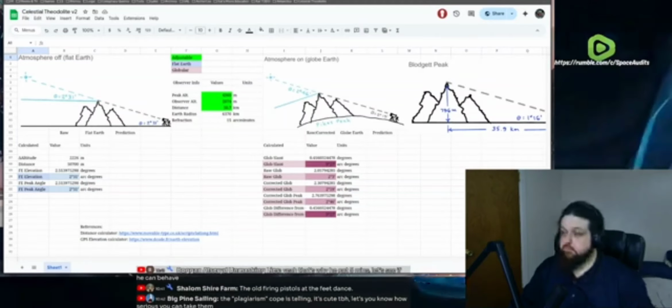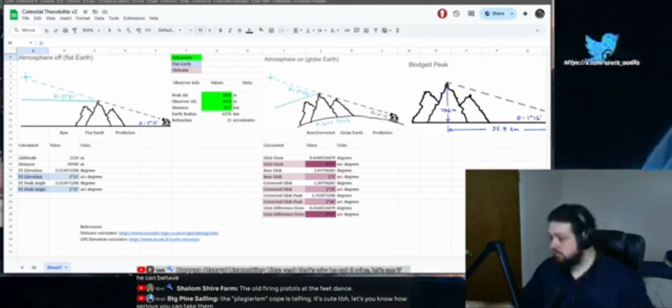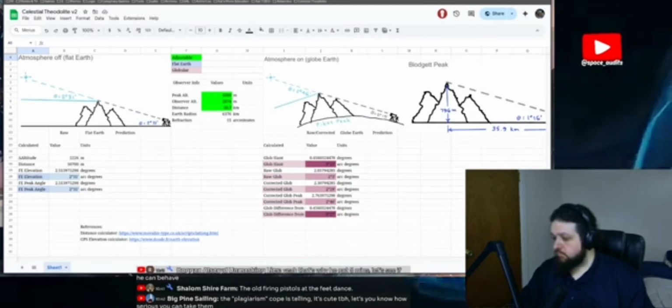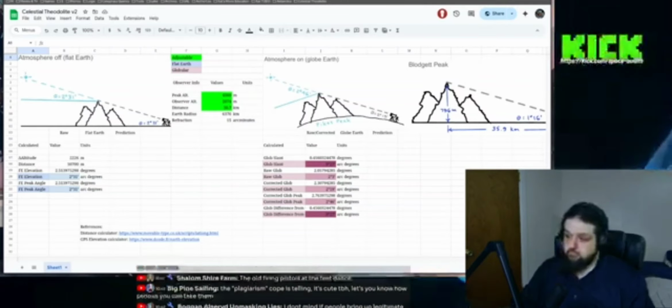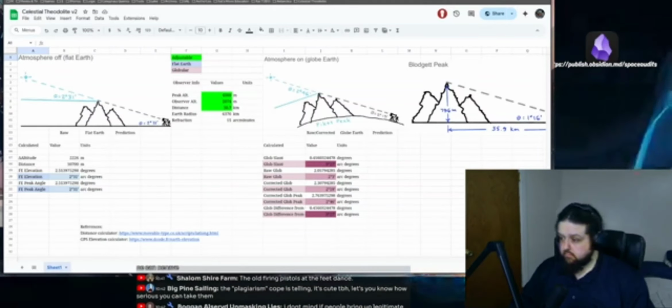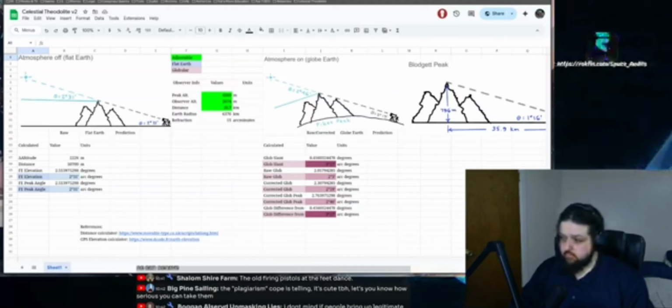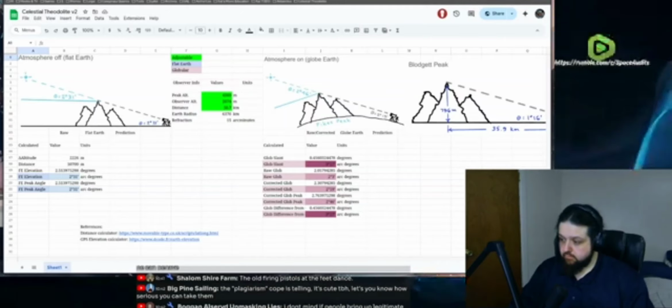But if that's the case, then when we go to any other location, such as Blodgett Peak, and we do the same thing, that bug's still there. So there should be another differential.